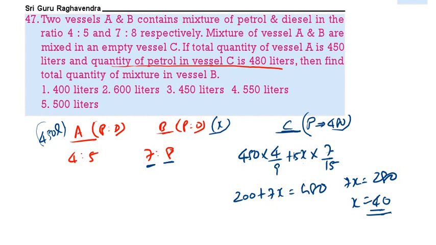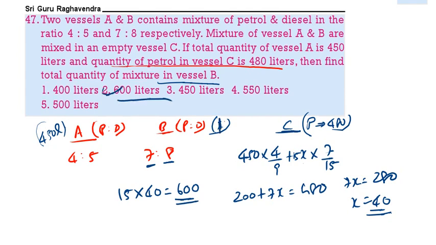So find the mixture in B. The mixture in B is 15x. So 15 into 40, that is 600. 600 liters is the correct answer. This is 15x we should take. This is 7x, 8x. This is equal to 15x. Now, this is from A, this is from B, petrol. This is about petrol. So, 600 is the correct answer.